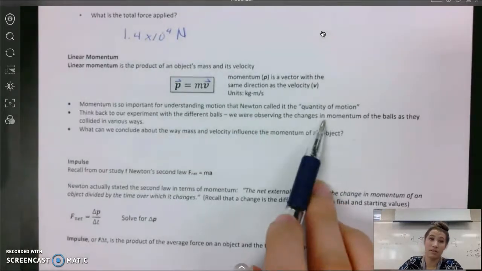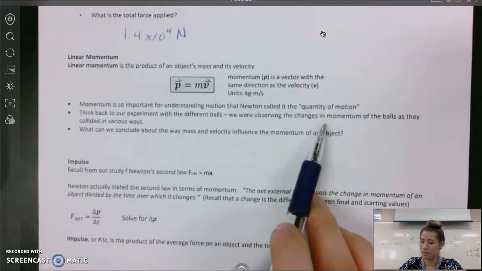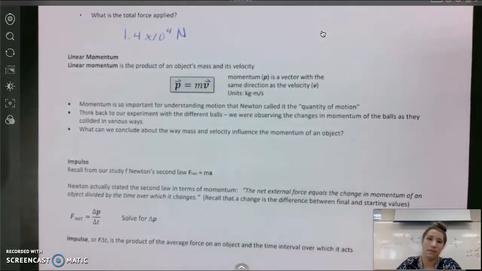Momentum is an amazing tool, and we will be using it in the lab. It's a great way of making logical calculations and predictions for motion of objects.